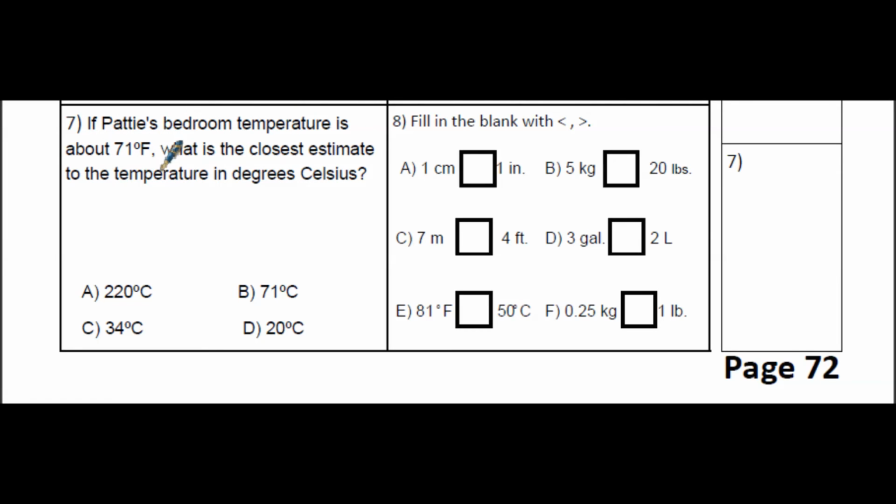If Patty's bedroom temperature is about 71 degrees Fahrenheit, what is the closest estimate to the temperature in degrees Celsius? So we're looking at 0 degrees Celsius all the way to 100 degrees Celsius. We have freezing and boiling. So we know it's not going to be 220 degrees Celsius because that's going to be hotter than boiling. And 71 degrees Celsius is getting pretty close to a boiling temperature as well. I know that Fahrenheit and Celsius aren't exactly the same. So answer choice B doesn't really make much sense either.